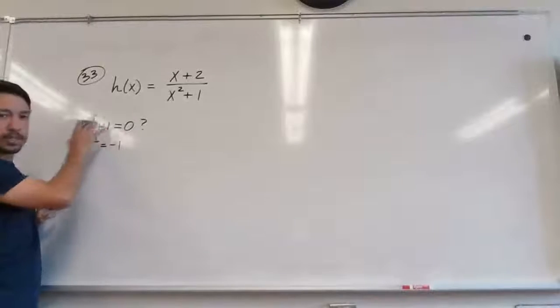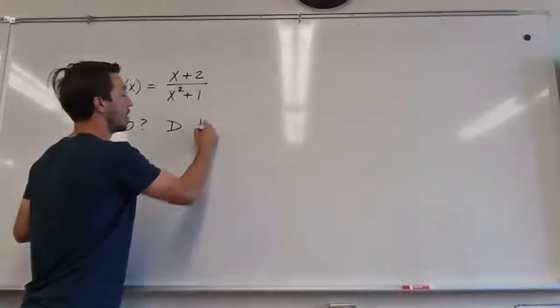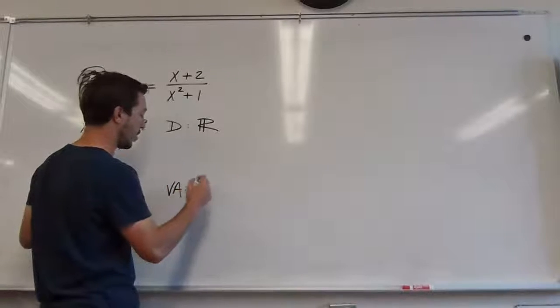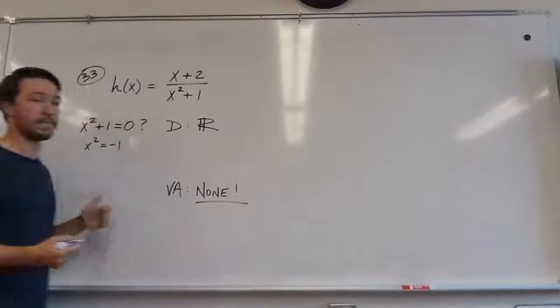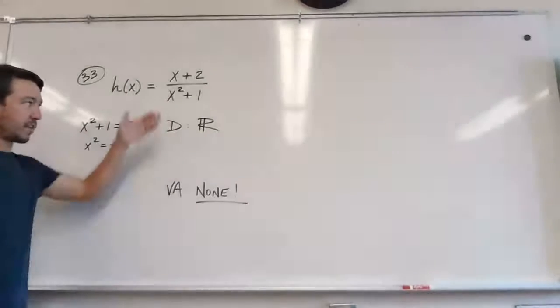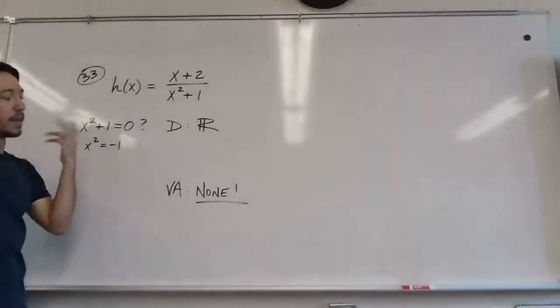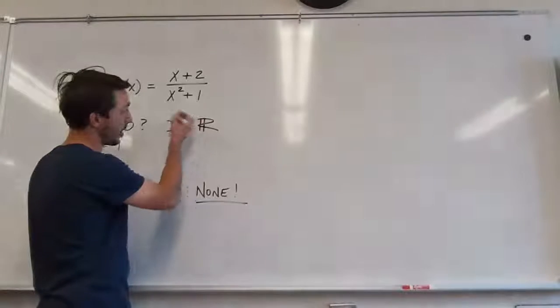No solution here. So this can't be done. So therefore, the domain is all reals, which, as Seth said, means there are no vertical asymptotes. This is the first rational function we've looked at that doesn't have vertical asymptotes. So we can still get all the other stuff.